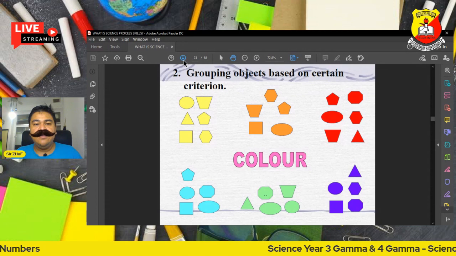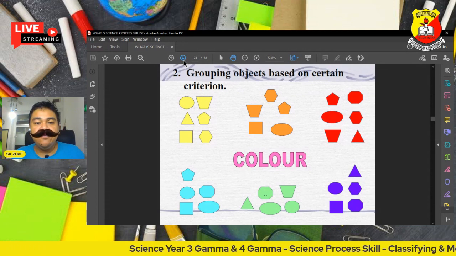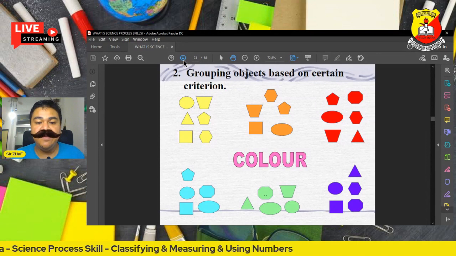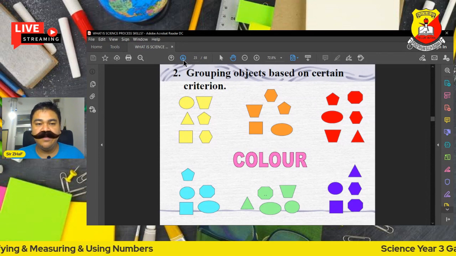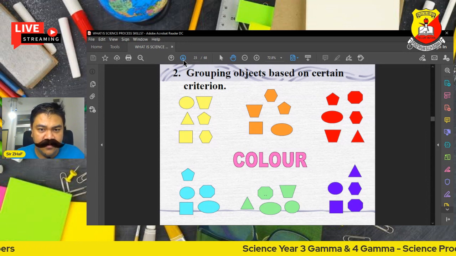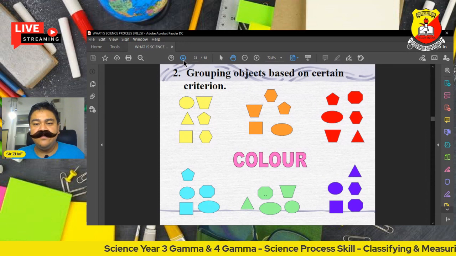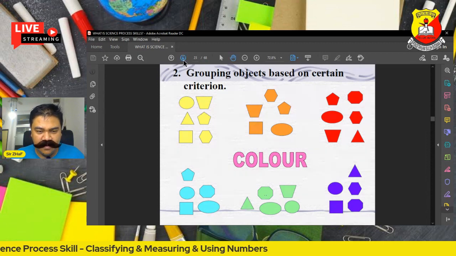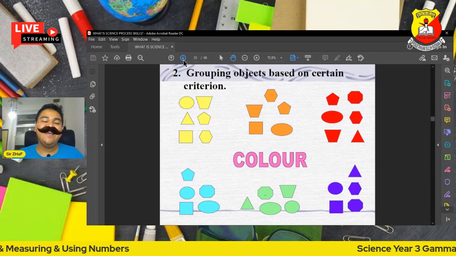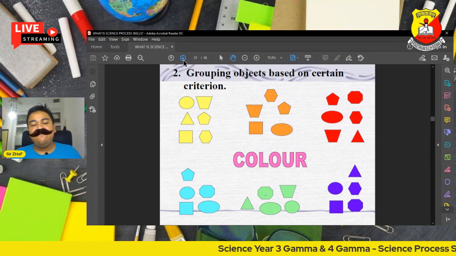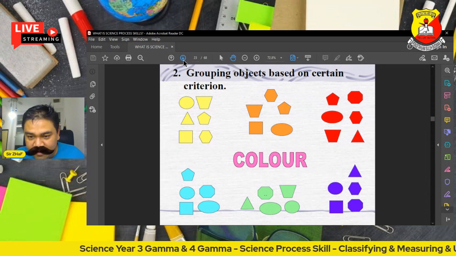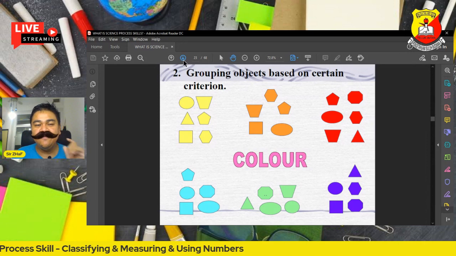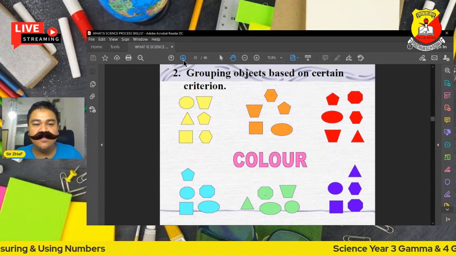Next, when you are classifying, you are grouping objects based on certain criteria. The first one is based on the color. The first color is yellow, the second one is orange, the third one is red, the fourth one is blue or aqua, the fifth one is green, and the last one is purple.